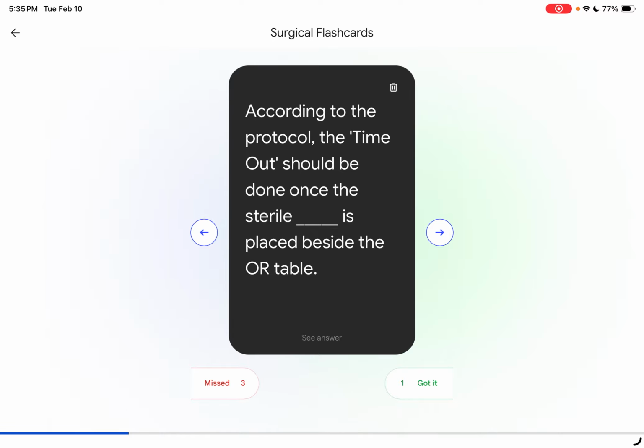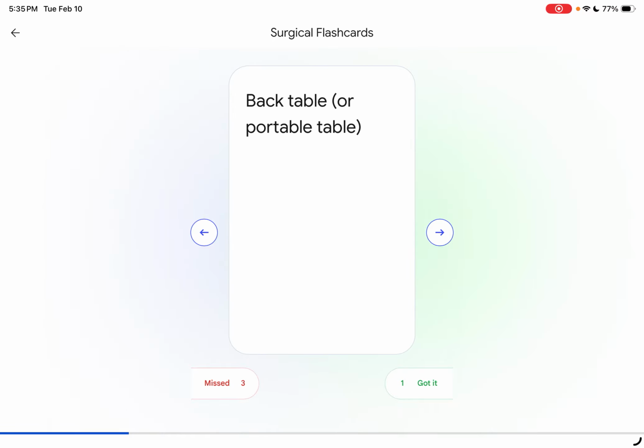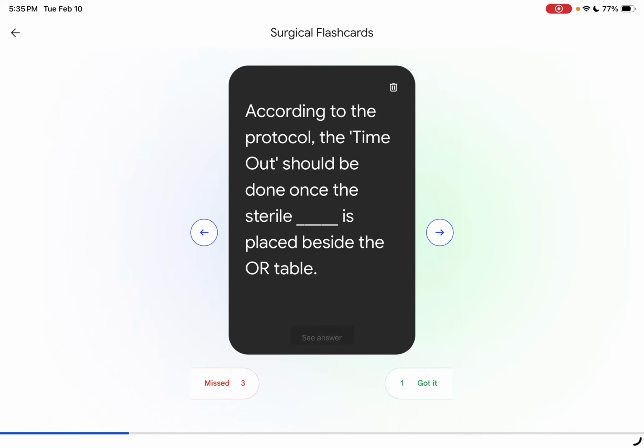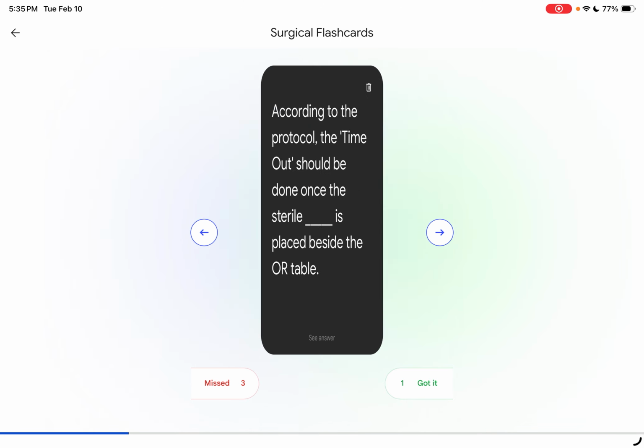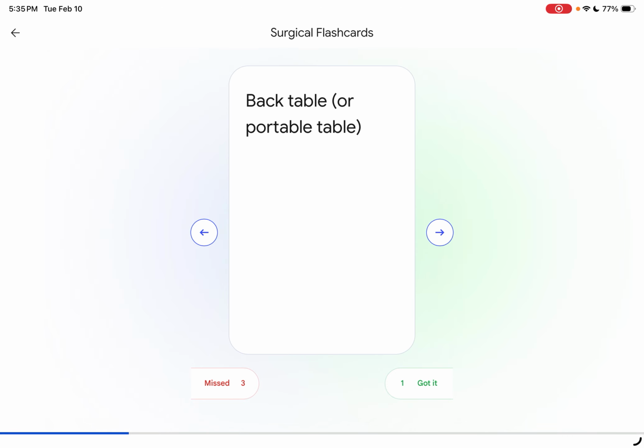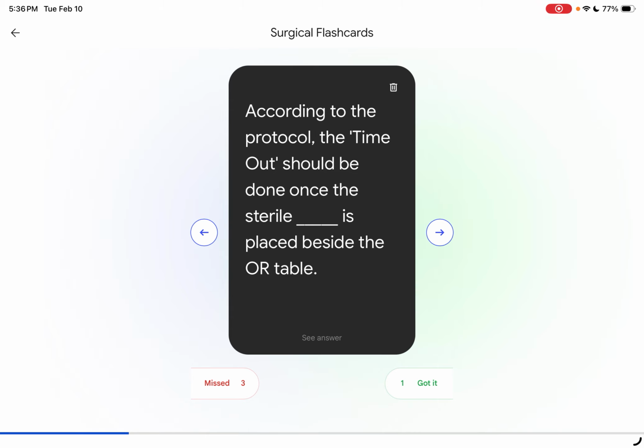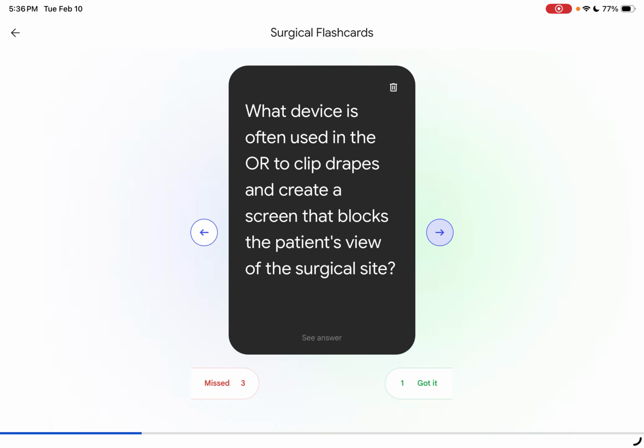Okay, the timeout should be done once the back table or portable table is placed beside the OR table. So, nasa side ang back table sa OR, beside sa bedside. Beside, yeah. Kay mag-start na ta og time out, which, actually, how do we do the time out?